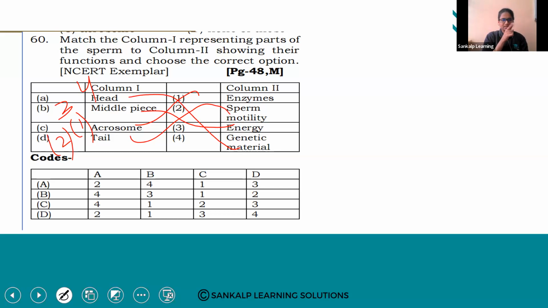One minute, I think I am making a mistake somewhere. Middle piece is energy, acrosome is enzyme, tail is 2. So it is not 4, 3, 2, 1. It is 4, 3, 1, 2. So option B is the right answer. Most of you answered it correctly. Option B. Next question.